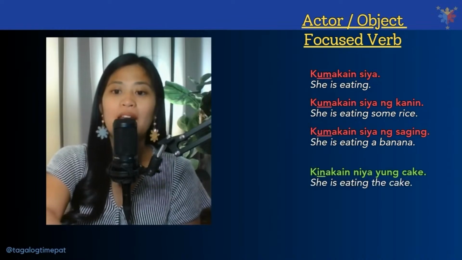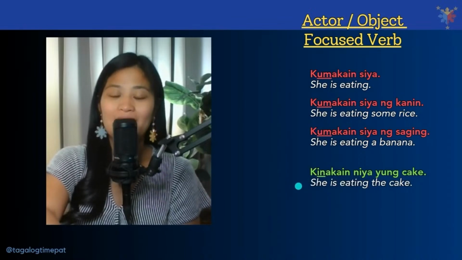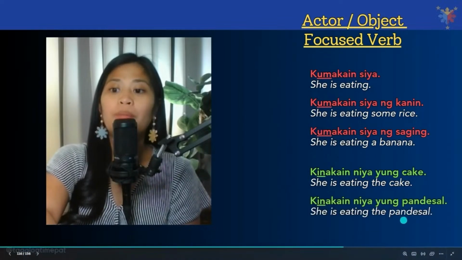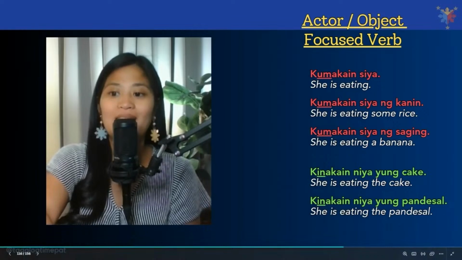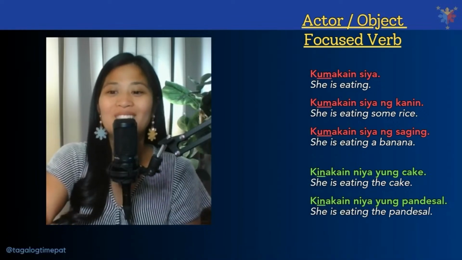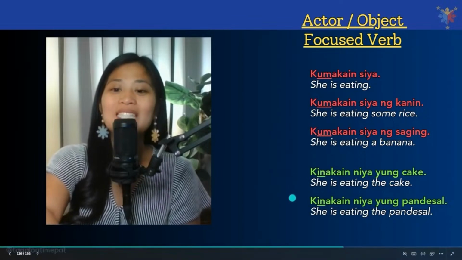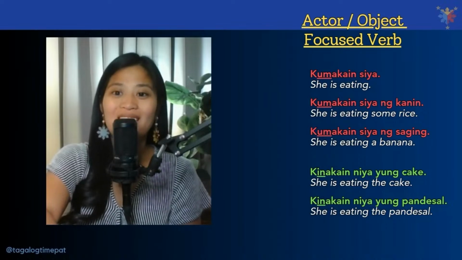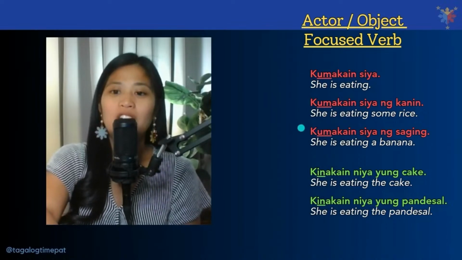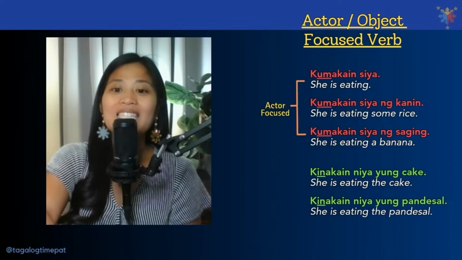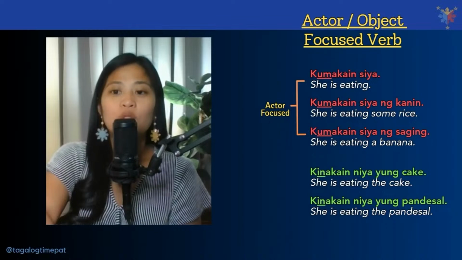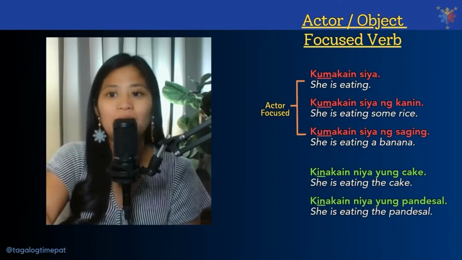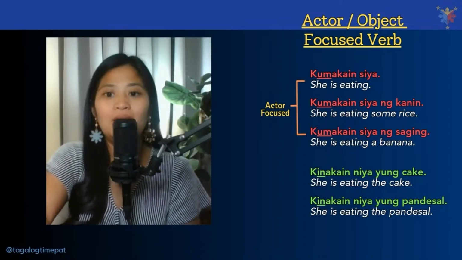But you could also say, kinakain niya yung cake. She is eating the cake. Or, kinakain niya yung pandesal. She's eating the pandesal. Pandesal is like a sweet bread that's usually eaten for breakfast. So in these last 2 examples, kain is being conjugated as an in-verb. What's the difference here? When kain is being conjugated as an um verb, it is an actor-focused verb. So in these examples, it's like asking, what is she doing? Oh, she's eating. She's eating some rice. She's eating a banana. What is she doing?